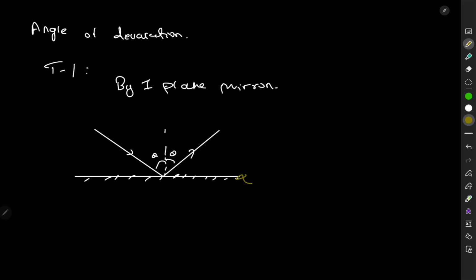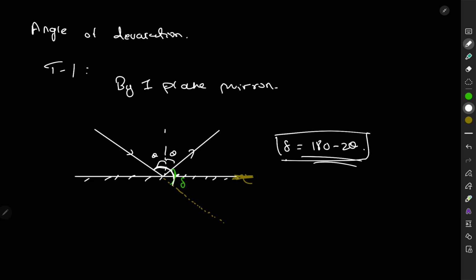But let's take off this plane mirror. If the plane mirror was not there, it will be going like this, right? It will continue to go like this. So the angle between this and this will be called the angle of deviation, denoted by delta. So it's easy, right? The angle of deviation is equal to 180 minus 2 theta, that's it. This will be the formula to use when one plane mirror is there.